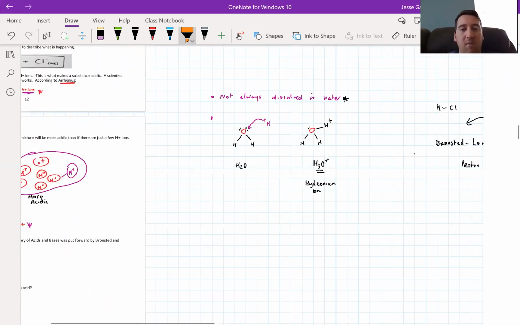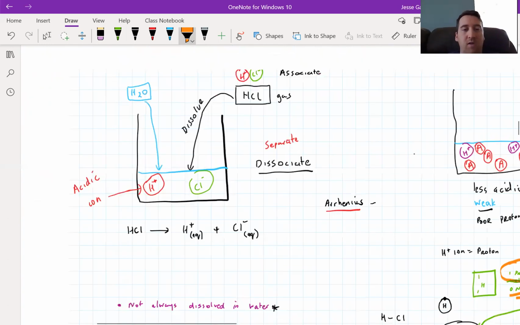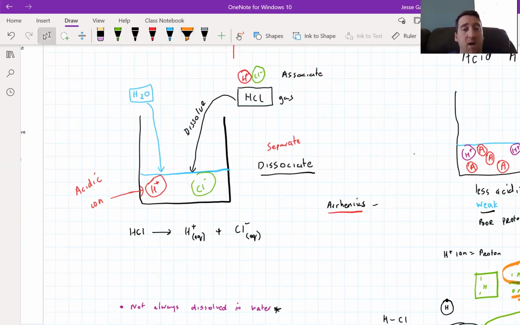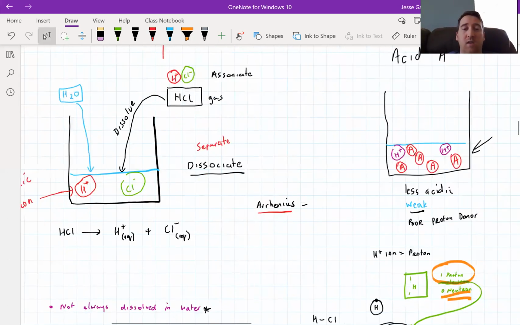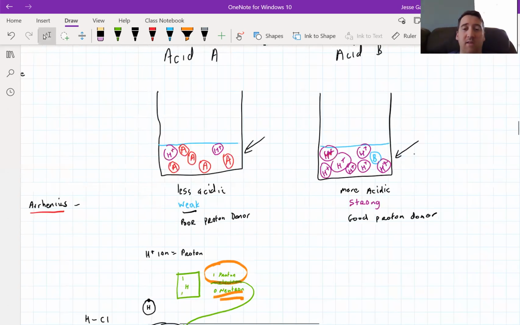I wanted the big picture in your head. These diagrams really help you understand. This first one shows a substance, the molecule, splitting into 2, and an H plus is now free in the water. Some acids produce a lot of H pluses, some acids produce only a few H pluses. We need to know the difference between them. We call them strong and weak.